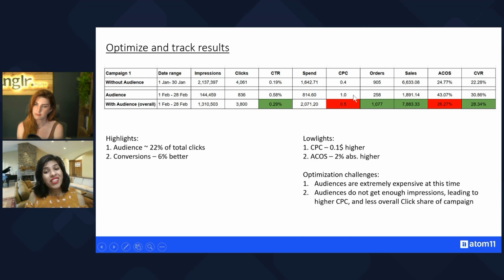But if you look at the CPCs, originally the CPC was $0.4. Now with the audience, the audience specifically had a CPC of $1, and that increased the overall CPC of the campaign too. So CPC increased, ACOS increased, and that kind of leads me to tell you audiences are super, super expensive. I'm going to talk about those pitfalls very quickly, but they are expensive. And this is one of the cases where it actually worked out really well. In about 8-ish cases, you will have to pause the audience or reduce bid a lot because your ACOS will go really, really high.